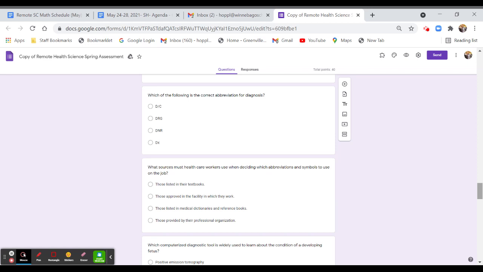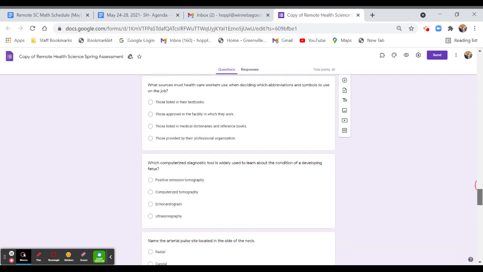Which of the following is the correct abbreviation for diagnosis? DC, DRG, DNR, or DX? What sources must healthcare workers use when deciding which abbreviations and symbols to use on their job? Those listed in their textbooks, those approved in the facility in which they work, those listed in medical dictionaries and reference books, or those provided by their professional organization.